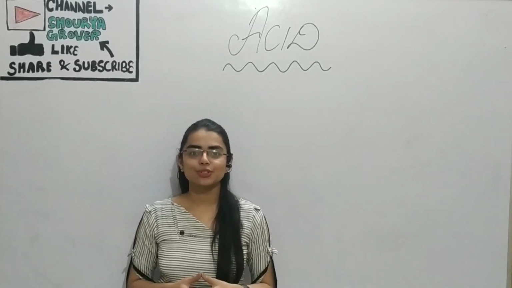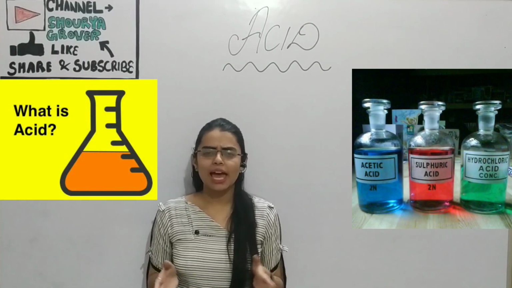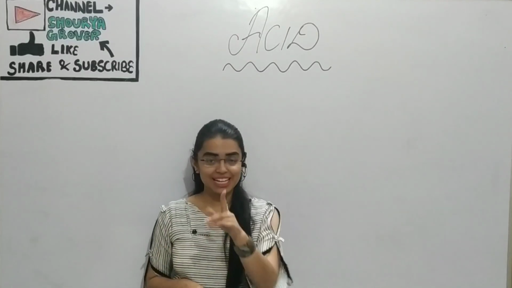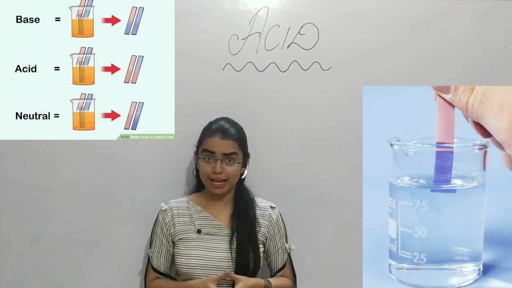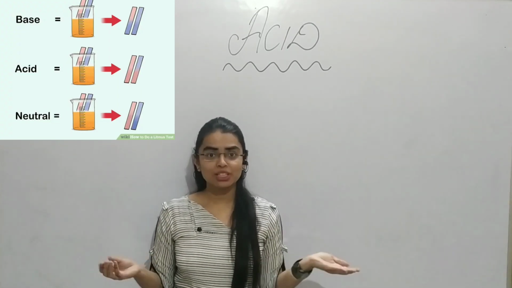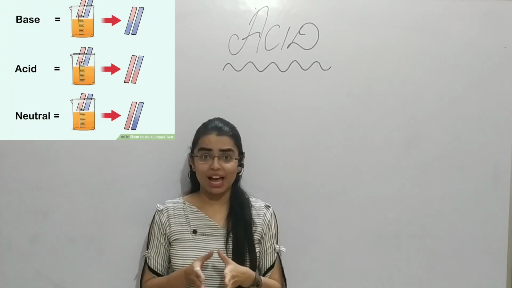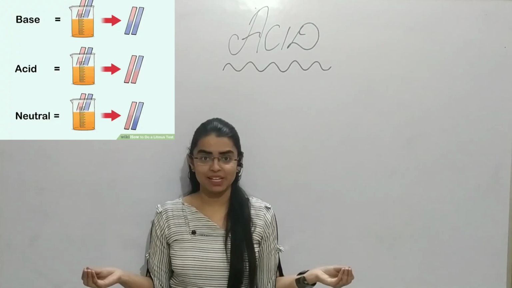So friends, today our topic is acids, bases and salts. As you know, in the previous video I explained indicators. Now let's recall the previous lecture and start the new topic. So friends, what were indicators? Indicators were dyes that used to identify whether a solution is an acid or a base.